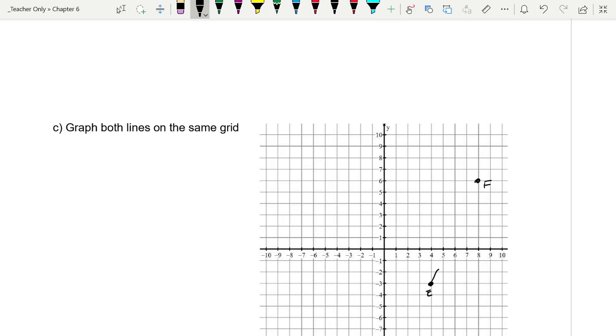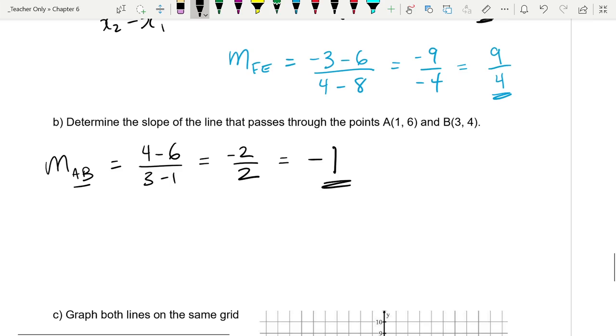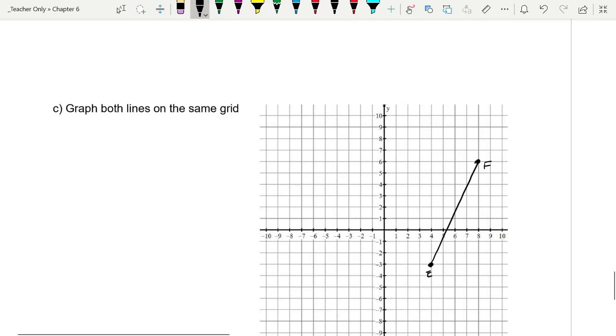And again, try to make a nice straight line. Oh, that one's good. I like that one. And then the other line went from 1, 6 to 3, 4. So 1, comma 6 to 3, comma 4. Okay, now it does say that they're lines, so I should probably put arrows on them. It doesn't say that they're line segments. And again, make a line.